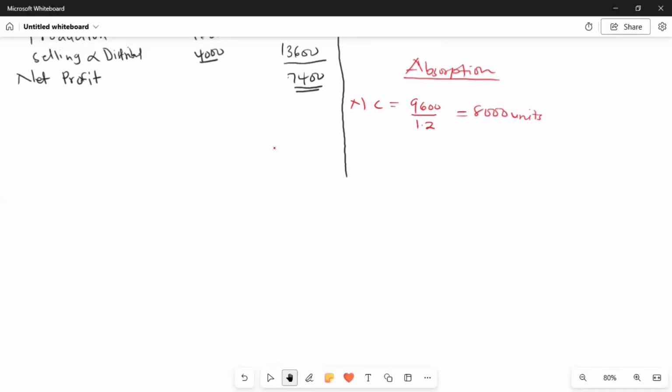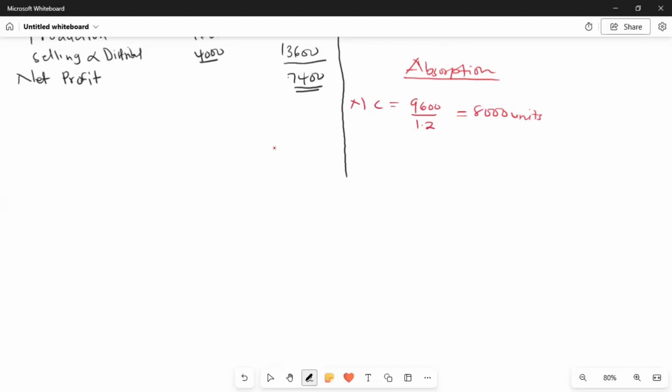But if the question gives you the predetermined recovery rate, then you're going to divide the fixed production cost by the predetermined recovery rate, and you're going to get the normal capacity. So it means you are supposed to produce 8,000 units. If you produce more than the 8,000 units, then there is over absorption. If you produce fewer than the 8,000 units, then there is under absorption. So that is how we go about the absorption costing.